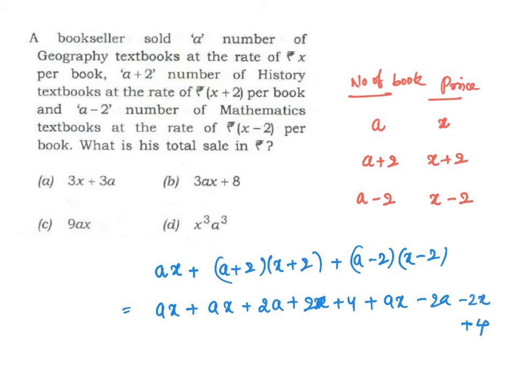Therefore, you can cancel plus 2A plus 2X minus 2A minus 2X. AX, AX, AX. You have 3AX. 4 plus 4 is 8. So the total sale is 3AX plus 8. That's your answer there.